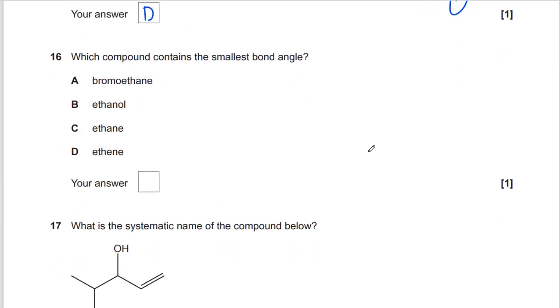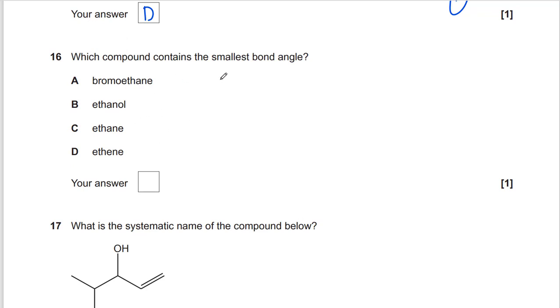Right, number 16. Which compound contains the smallest bond angle? So this just involves drawing out the molecules and looking at the bond angles within them. There's no real easy way to do this. You've just got to draw them all out and figure it out.